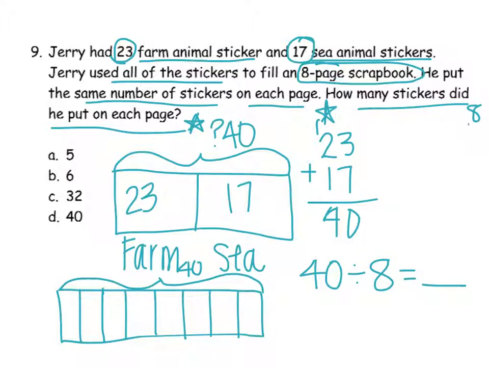So I have 8, 16, 24, 32, 40. So how many times did I have to write my 8s down until I got to 40? 1, 2, 3, 4, 5 times. So that means my answer is A.